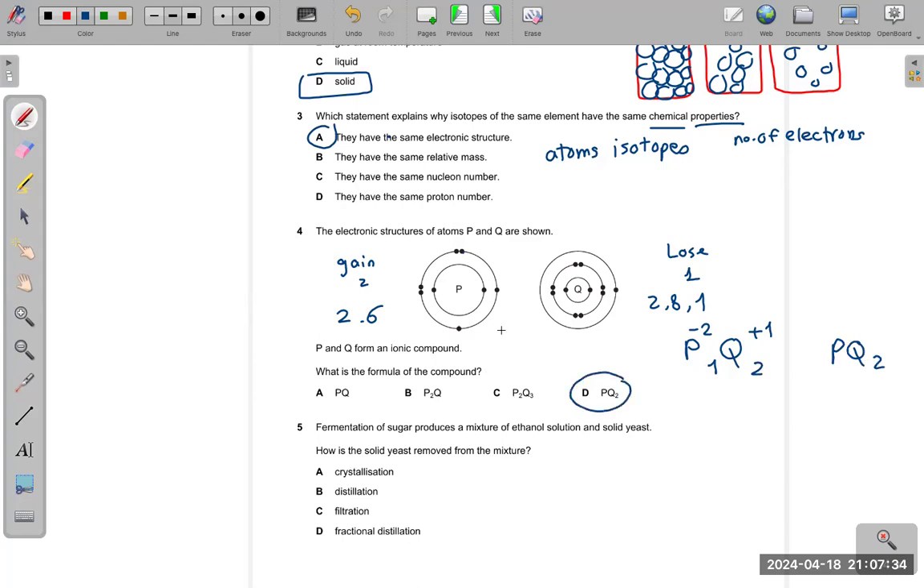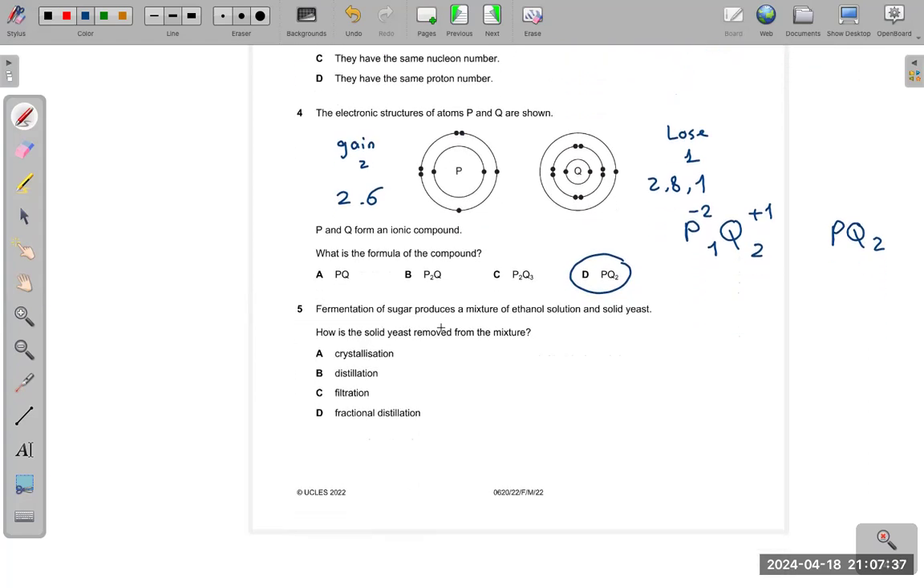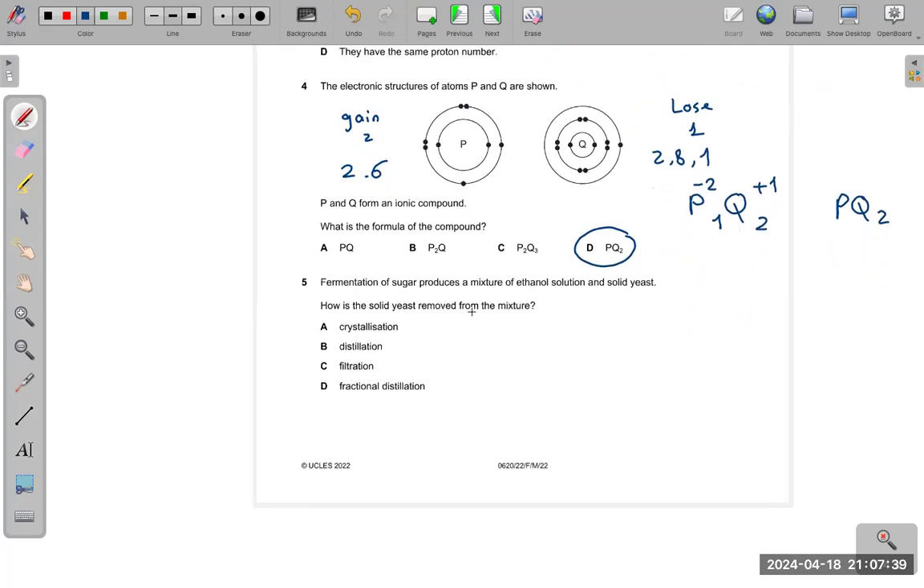This is the answer. Fermentation of sugar produces a mixture of ethanol solution and solid yeast. How is the solid yeast removed from the mixture? This is a good question to come in the exam, because it's related to the organic chemistry alcohol fermentation. So how is the solid yeast removed from the mixture?